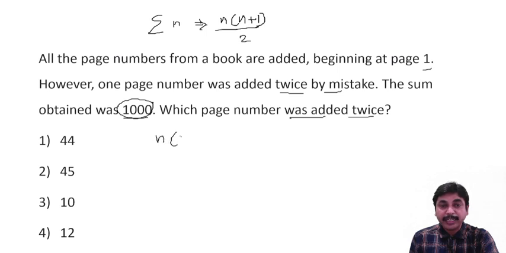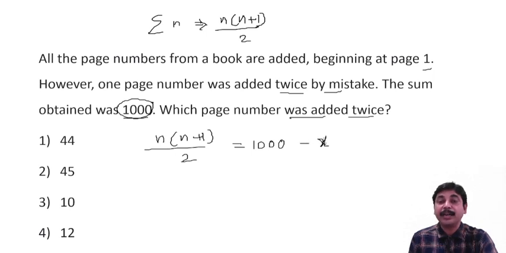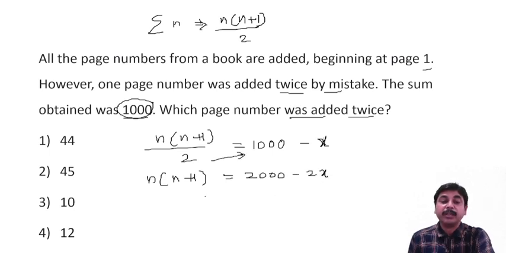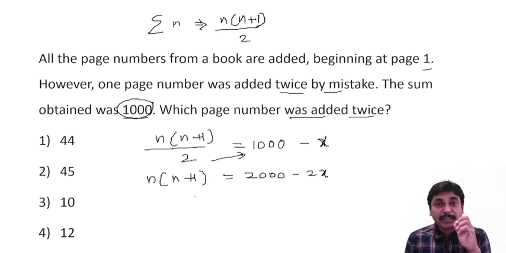So the sum n into bracket n plus 1 divided by 2 is 1000, but one number is added twice. Let us say that number is x, which is added as 2x. So just subtract x from it. From this, what I will get is n into bracket n plus 1 is equal to, just multiply both sides by 2, 2000 minus 2x. Now just use the options, the hit and try method. Don't try to solve this question by using this equation.